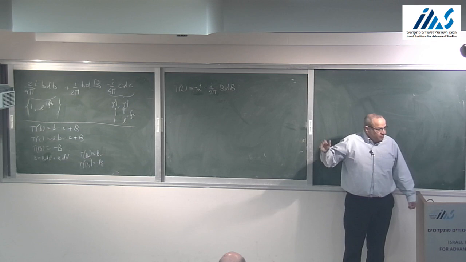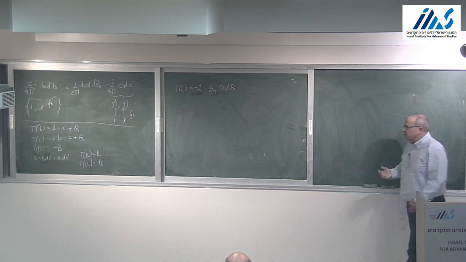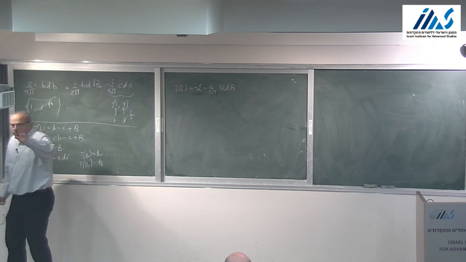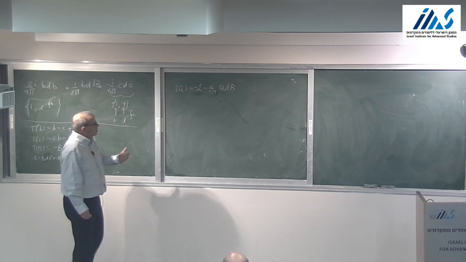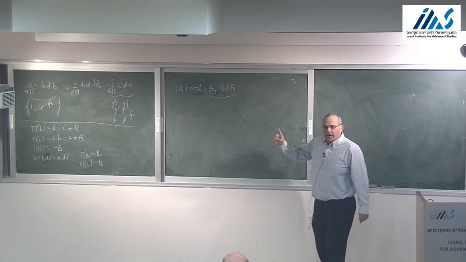Who knows what this is called? I think I heard the right answer. That's what's called an anomaly. An anomaly is the statement that when we couple the system to background fields, without the background fields, the symmetry is there. But with background fields, the symmetry is not there. But notice a consistency check. The change in the Lagrangian, this thing, is a well-defined term in the theory. 1 over 4 pi is the correct normalization to be well-defined in such spin theories.